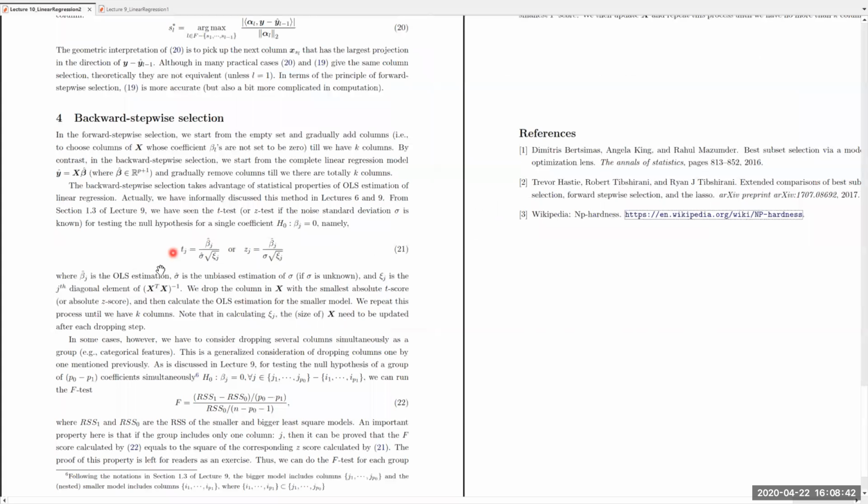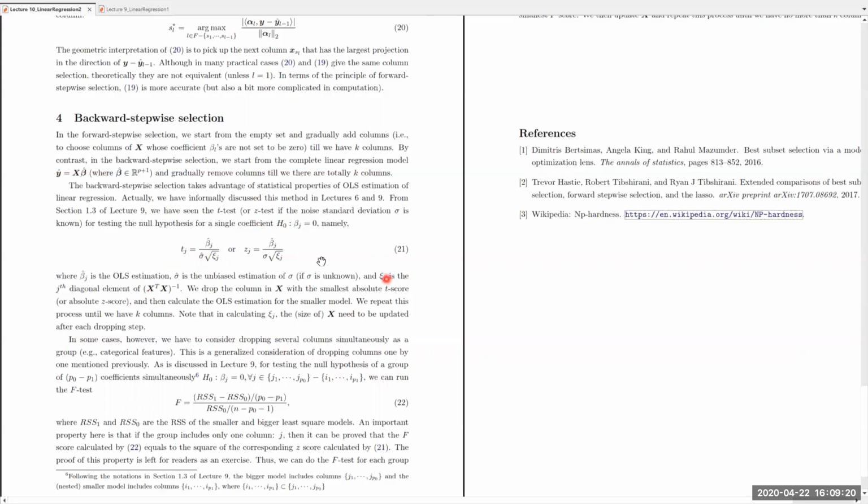First, I test the t_j or z_j for all the beta j's, for j equal to 1 to p plus 1. Then I'm going to drop the coefficient with the smallest absolute value of the t-score or z-score. Why? Because they are the least significant ones. So I drop one and then continue, and then I fit the least square regression again. Be careful that after dropping one, you're going to update this X as well. The X is going to drop one column as well.